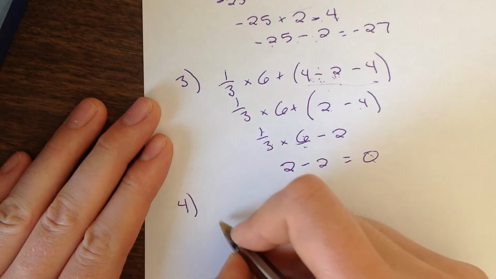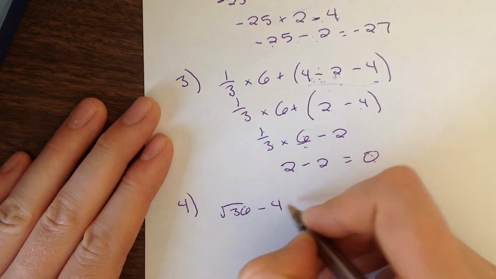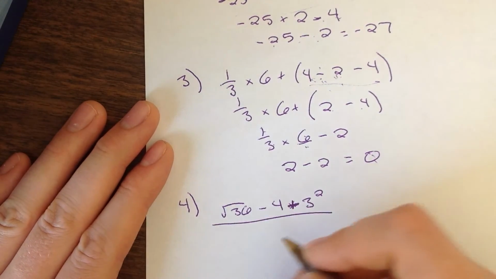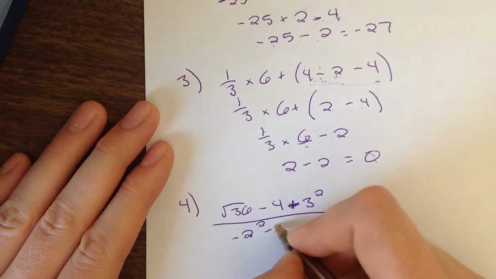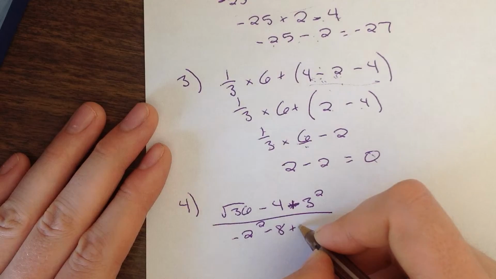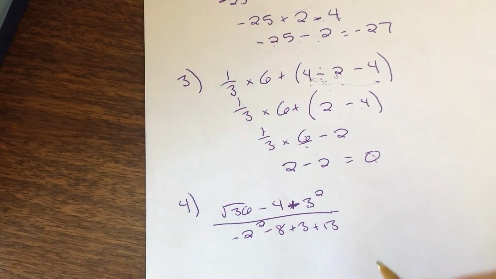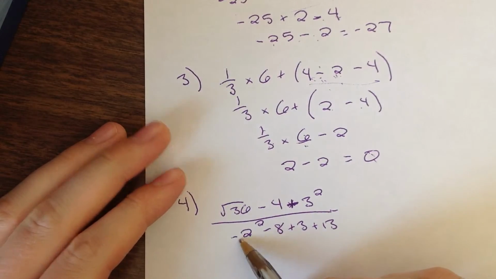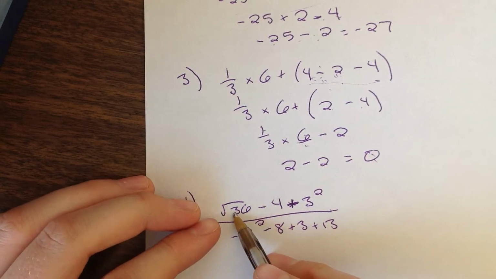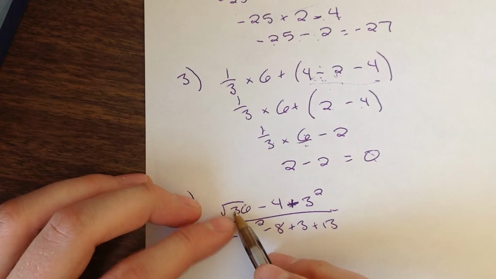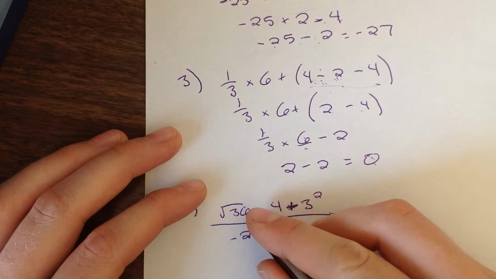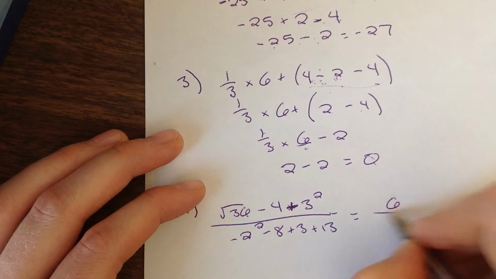We can do it. Square root of 36 minus 4 plus 3 squared over negative 2 squared minus 8 plus 3 plus 13. So the way this one works is that we start with parentheses first. So, do we have any parentheses? No, so that one's good. Square root of 36 is kind of classification with powers. And we'll get into more why it's an exponent. But square root of 36, 6 and 6 make 36. So, square root of it is 6.